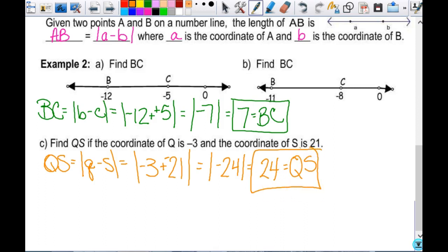And whether you have 24 equals the length of QS or the length of QS equals 24, it doesn't matter. That's less writing because then you just write it on the end and box it. Whatever works. Everybody good? Okay, awesome.